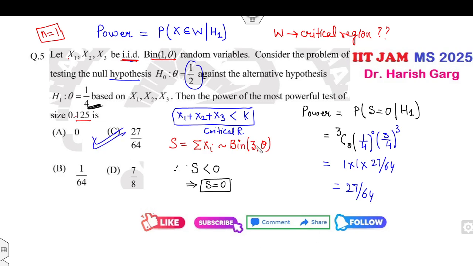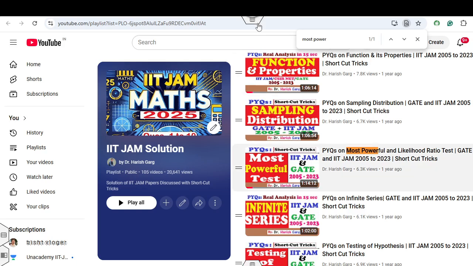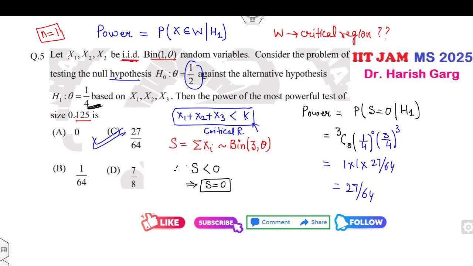Because in this case, the critical region is not given to you. So that's why your first target is to find the critical region. Fine. And you can see the lectures on Most Powerful Test and the Likelihood Ratio Test, which are beneficial if you already watched them.